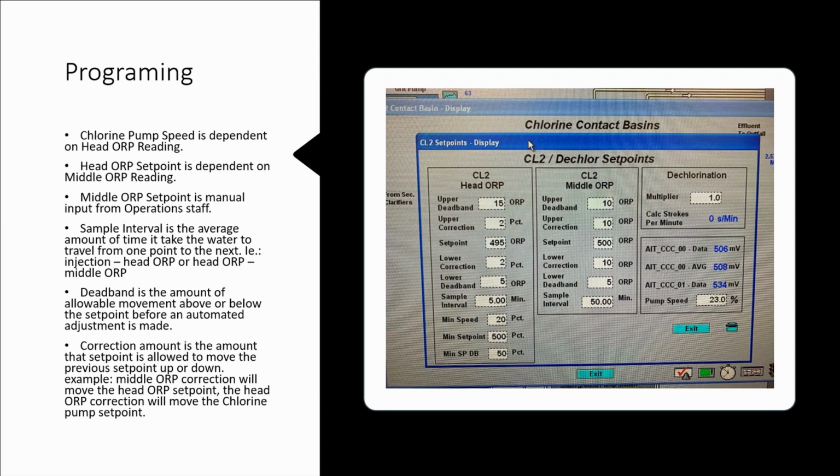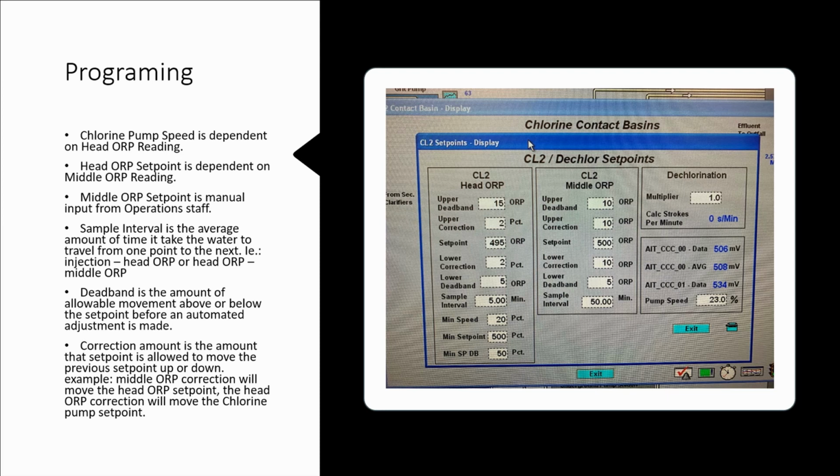So next bullet down, head ORP set point is dependent on middle ORP reading. That set point is based off of what's happening in the middle ORP. The very center box there is your middle ORP. Is everybody going to have a head ORP and a middle ORP? You've actually got two different probes that you're monitoring. We do. The head ORP basically tells us that we've got chlorine entering the system. Middle ORP basically tells us that we're getting our disinfection time, so we're getting our contact time.